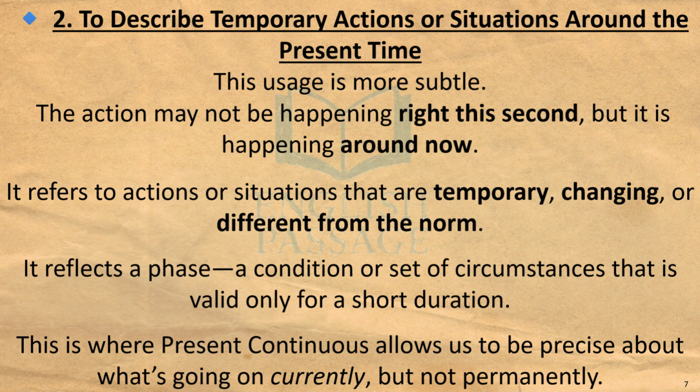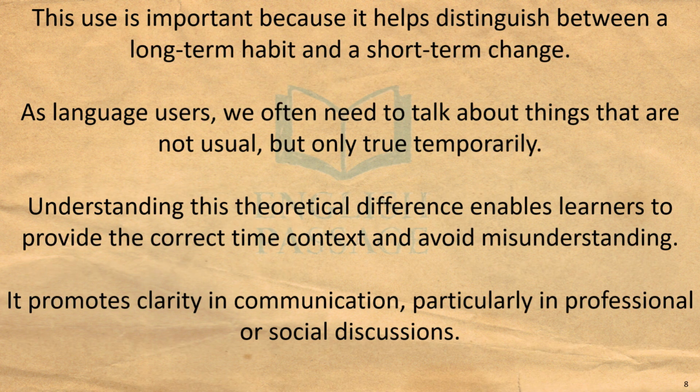It refers to actions or situations that are temporary, changing, or different from the norm. It reflects a phase, a condition or set of circumstances that is valid only for a short duration. This is where present continuous allows us to be precise about what's going on currently, but not permanently. This use is important because it helps distinguish between a long-term habit and a short-term change.